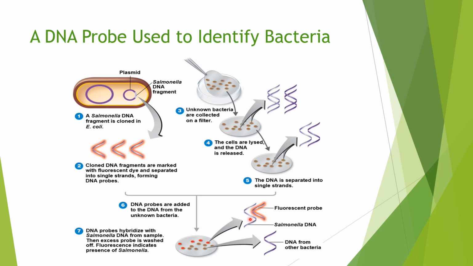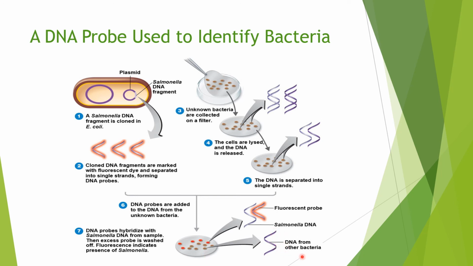If we do have salmonella, then this fluorescent probe is going to hybridize. It is going to bind, and you're going to have the hybrid now between that original DNA that you got from your plate and that fluorescent probe. When you look at it, it is going to fluoresce, and that will tell you that on this plate you do have salmonella.